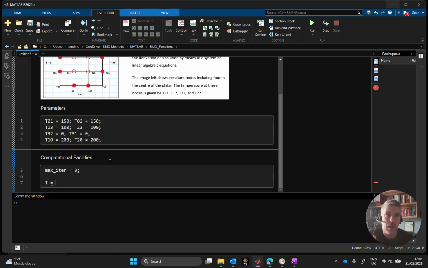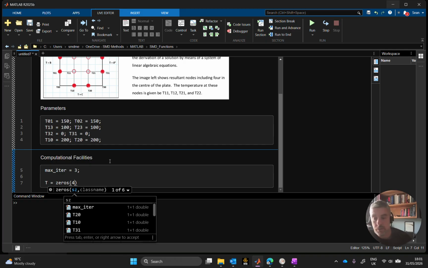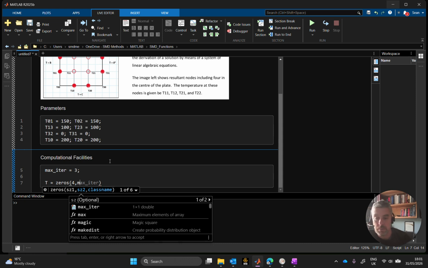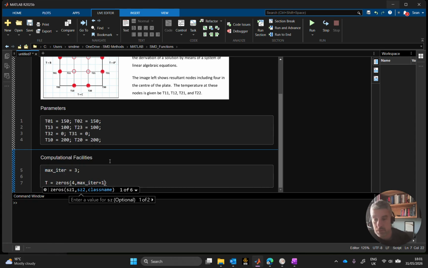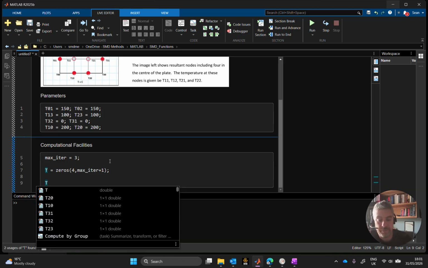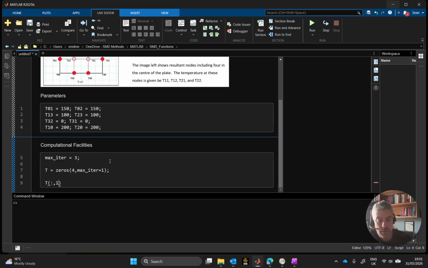I'm going to start with my first column being my initial guess. I need 3 iterations, so I need a total of 4 columns: an initial guess, and then 3 iterations. So let's go for zeros. I'm going to go for 4 rows for 4 internal nodes, and then max iteration plus 1 columns. Now I'll write in my first column values as my initial guess. I'm going to just do all zeros: 0, 0, 0, 0.